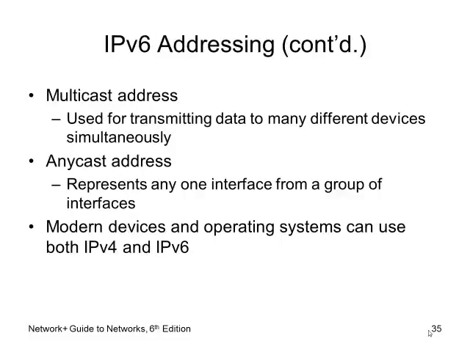The multicast address is used for transmitting data to many different devices, basically the same as IPv4. There's an anycast, which goes to anyone in a group. And there's all kinds of modern devices that support it. But the cool thing about it is IPv6 is 100% backwards compatible.